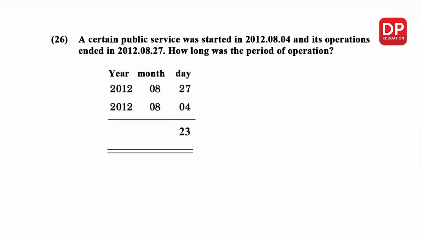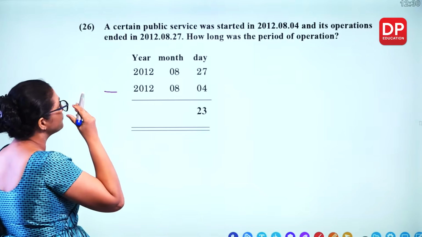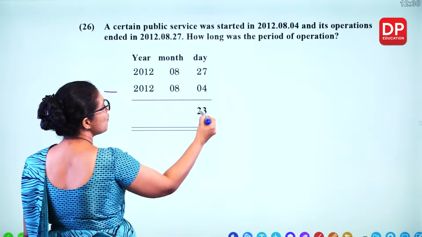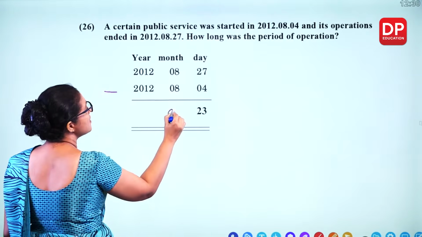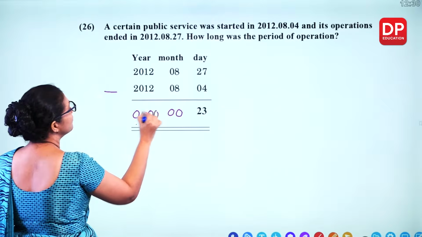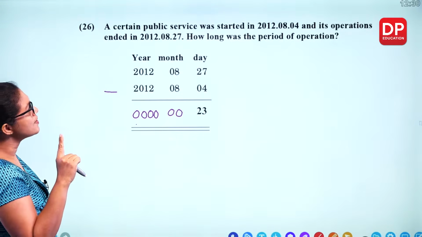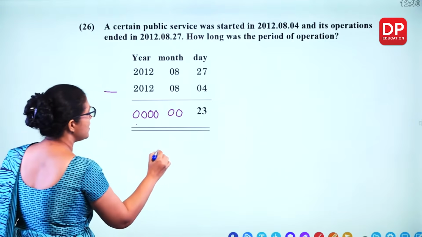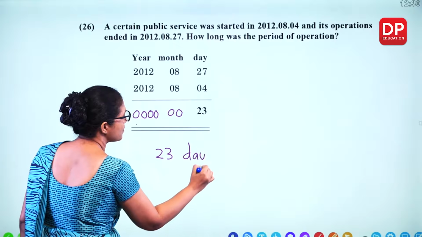A certain public service was started on 2012, 8/4. That means August 4th. And its operations ended on 2012, August 27. How long was the period of operation? So this one you have to subtract. 27 minus 4, 23. 8 and 8, 0. And here 0. So how long was the period of operation? 23 days of operation.